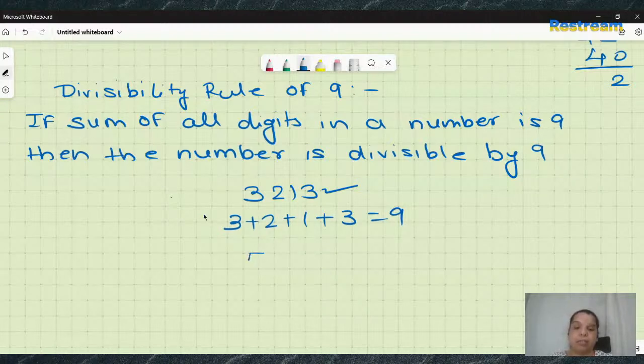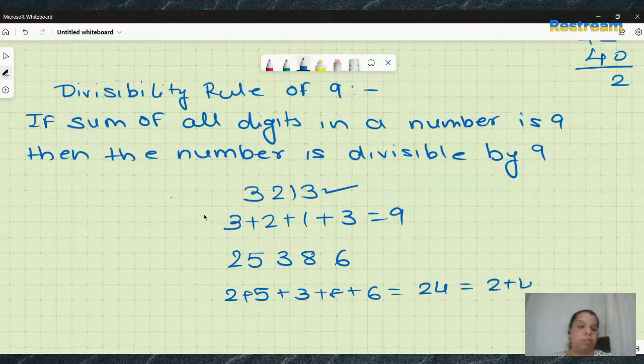Let's say 5, 2, 5, 3, 8, 6. So 2 plus 5 is 7, plus 3 is 10, plus 8 is 18, plus 6 is 24. Then 2 plus 4 is 6. So this number is not divisible by 9. As simple as that. Okay.